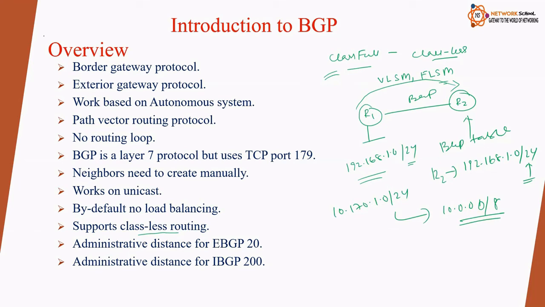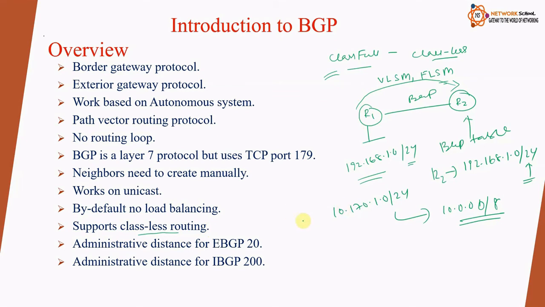But in classless, the subnet mask that you send from source to destination will be exactly the same subnet mask that you sent. Therefore, BGP supports classless routing. In classless routing, you will find VLSM, FLSM, and so on. If you have more knowledge about subnetting or supernetting, you will understand what I'm talking about.